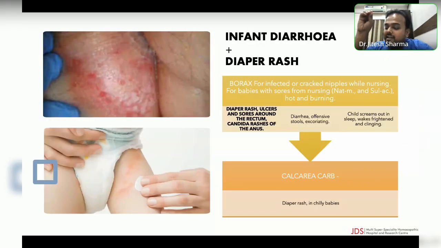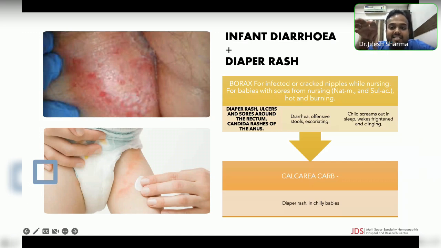Next, infant diarrhea and diaper rash. Borax is one of the drugs which is very, very useful where there are ulcers and soreness around the rectum and candida rashes around the anus, in which diarrheas are also very excoriating. You can think of Borax. And the child screams out in sleep, wakes frightened and clinging. So Borax children cling a lot to the mothers during sleep as well.